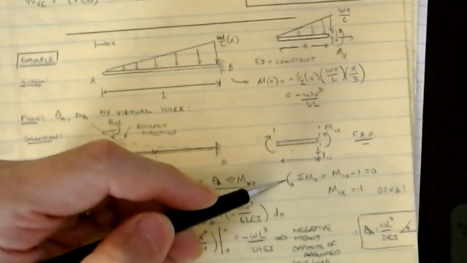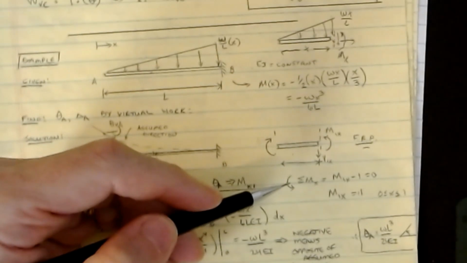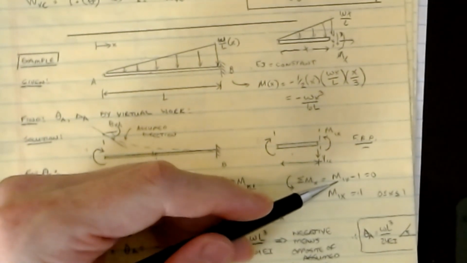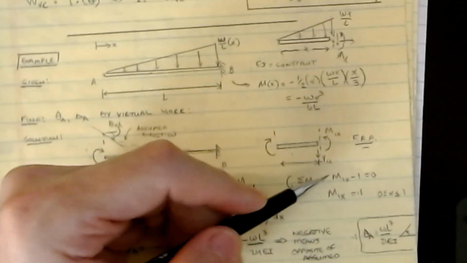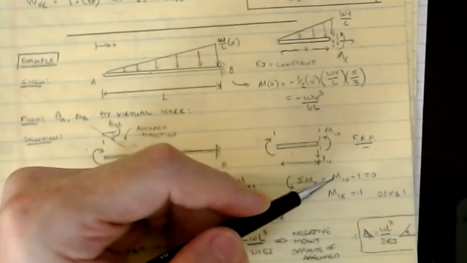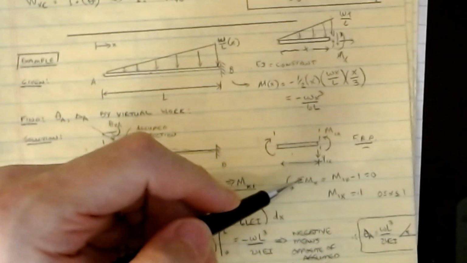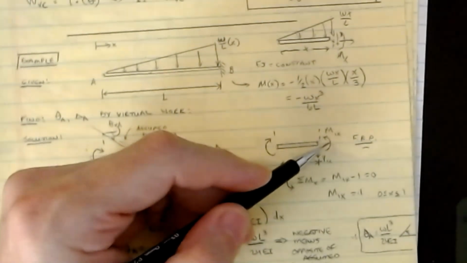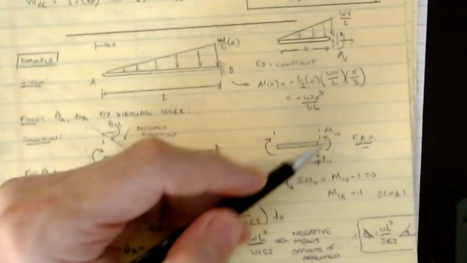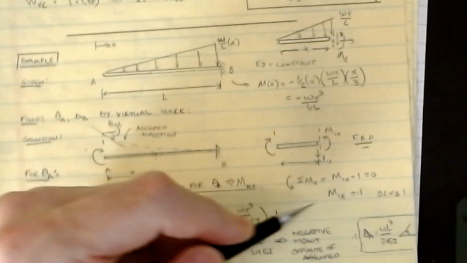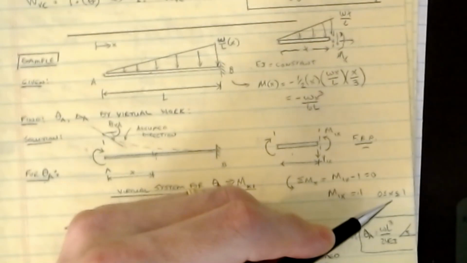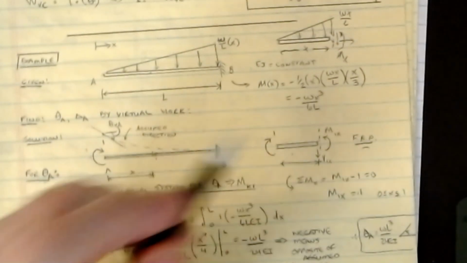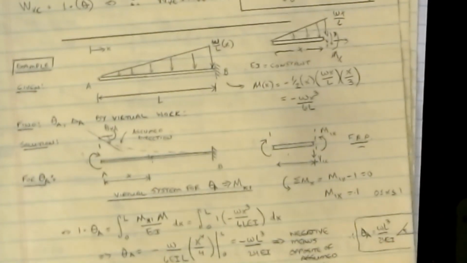When I go through and do that, just like you did before, we're going to solve for that virtual moment. I think this is called M1X. Different books call it different things, but this is the virtual one. So this is my MV. M1 on this is going to be, sum of moments at this point, M1X minus 1 all equal to 0. So M1X is equal to 1 everywhere, on the interval of 0 less than or equal to X less than or equal to L, because that's this free body diagram everywhere for this virtual system.